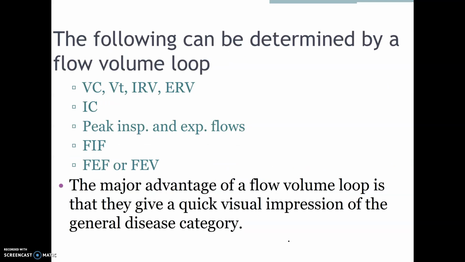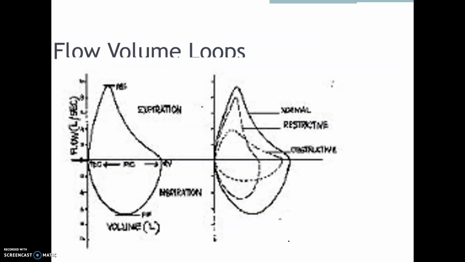The following things can be determined by doing a flow volume loop. You can get a vital capacity, the patient's tidal volume, IRV, ERV, or inspiratory reserve volume and expiratory reserve volume. You can get an inspiratory capacity. You can look at peak inspiratory and expiratory flows, forced inspiratory flows, forced expiratory flows, and forced expiratory volumes. The major advantage of a flow volume loop is that they give a quick visual impression of the general disease category, and we'll go over the different looks of forced vital capacities.